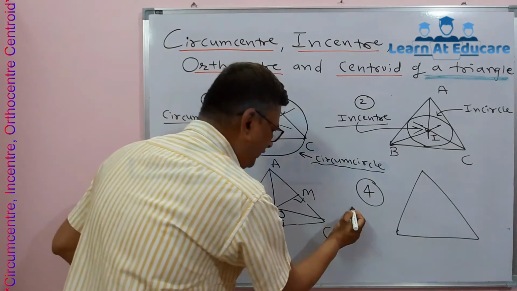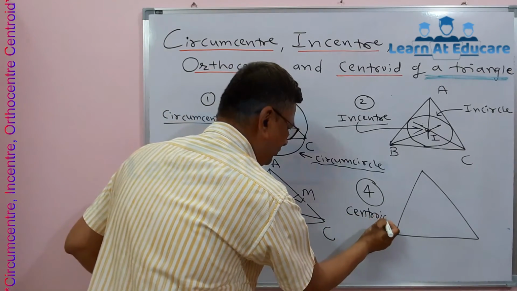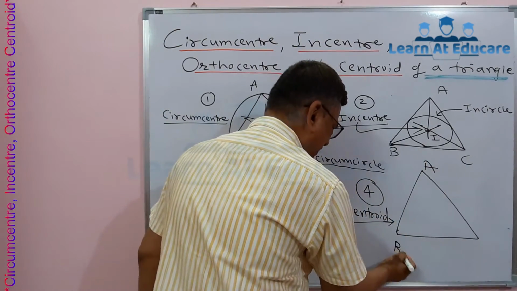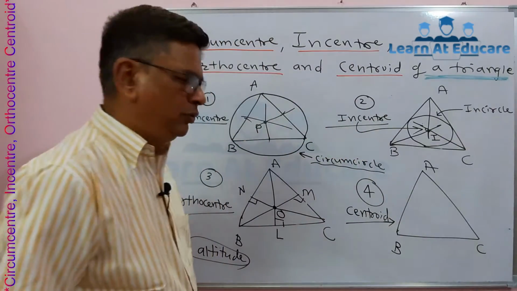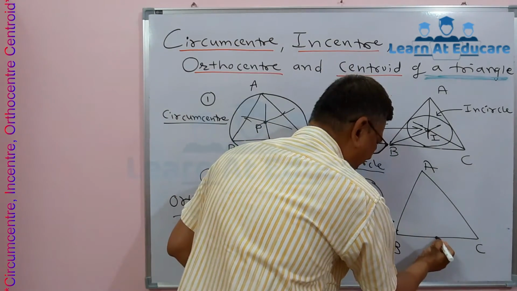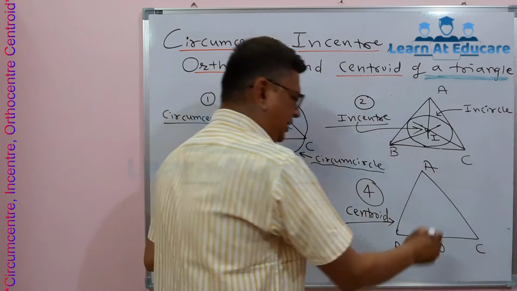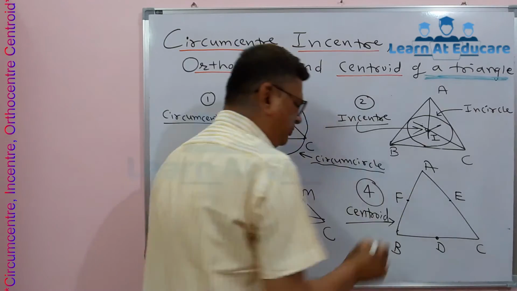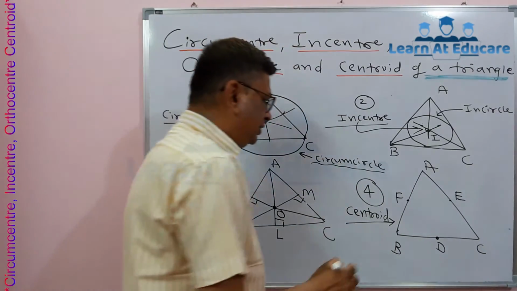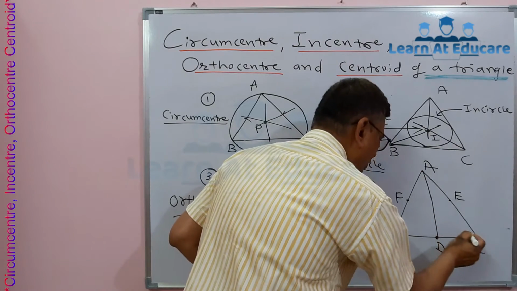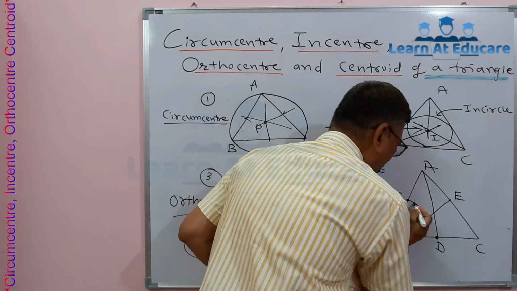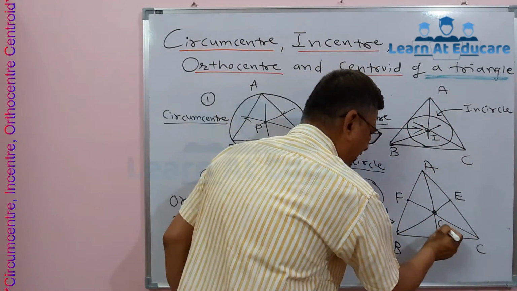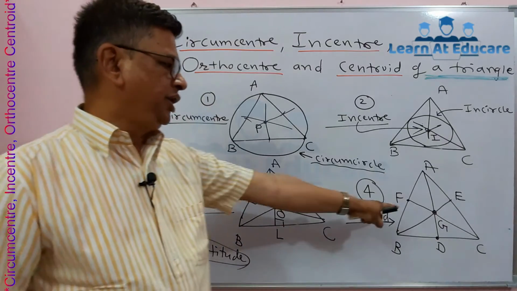And then lastly we deal with the centroid of a triangle. Suppose it is this triangle ABC in this 4th figure, and now consider the midpoints of each side, suppose D is the midpoint of BC, E is the midpoint of AC, and similarly F is the midpoint of AB. Then if you join AD, BE and CF, you get a common point in the triangle, that is called the centroid, denoted by G.